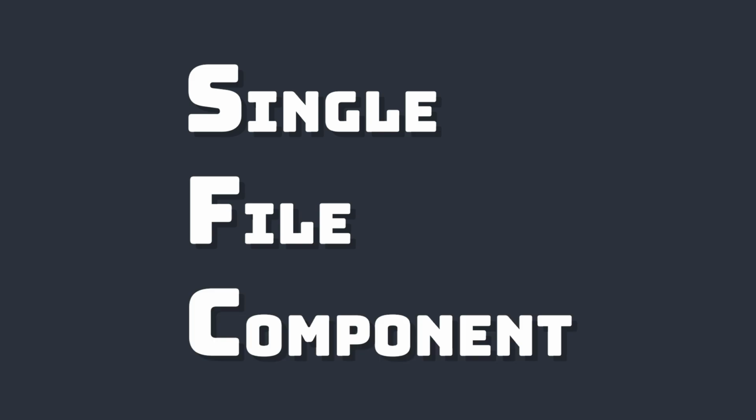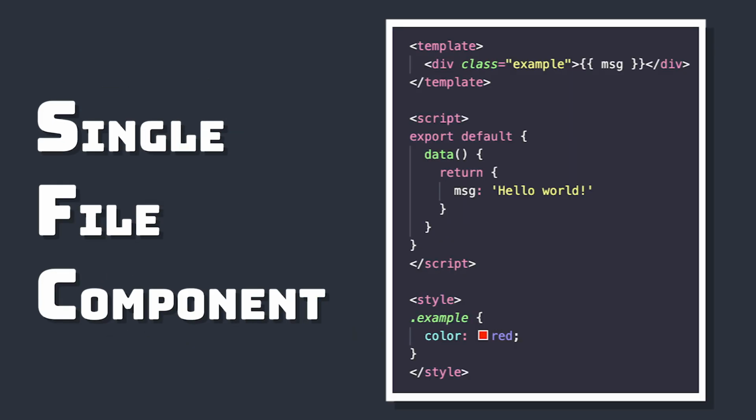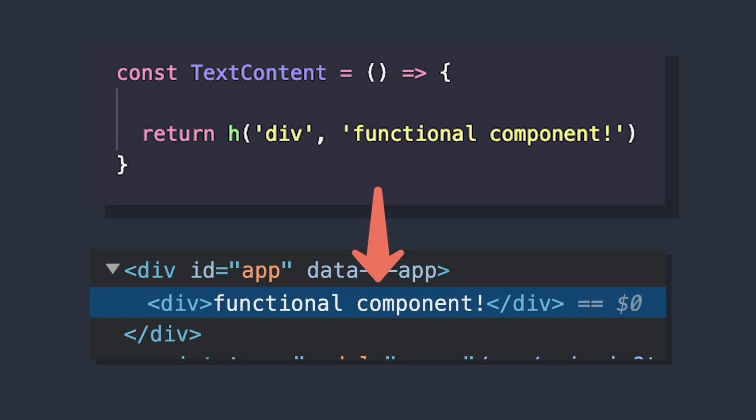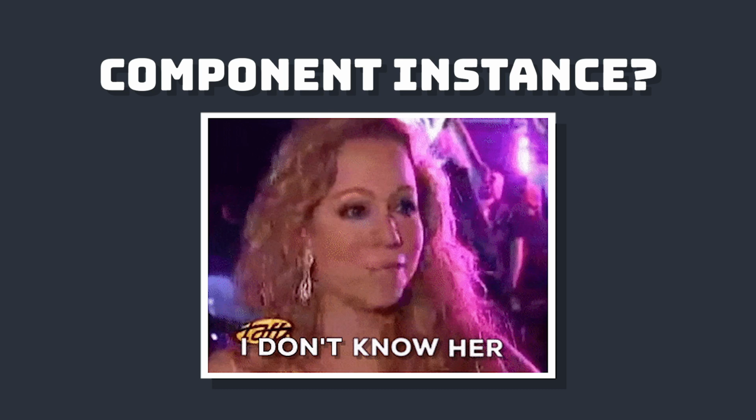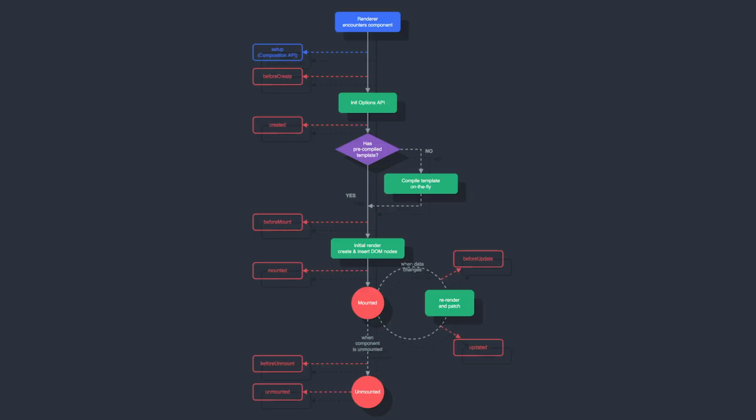The Vue single file components syntax is the way that most Vue developers create their components. However, there are some times when we need the full power of JavaScript. Functional components are an alternative form of component that don't have any state of their own. In fact, they're rendered without creating a component instance, so they bypass the usual component lifecycle.